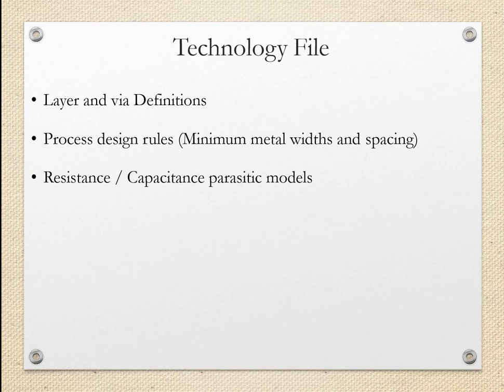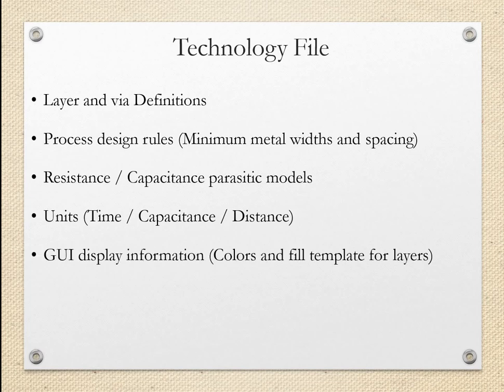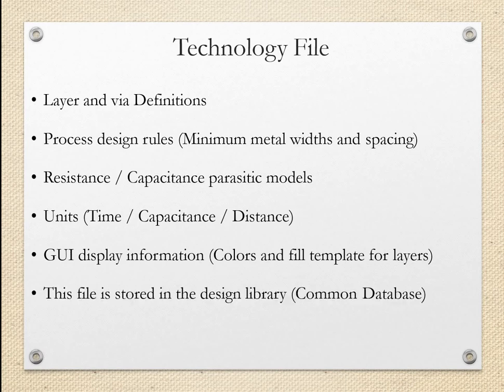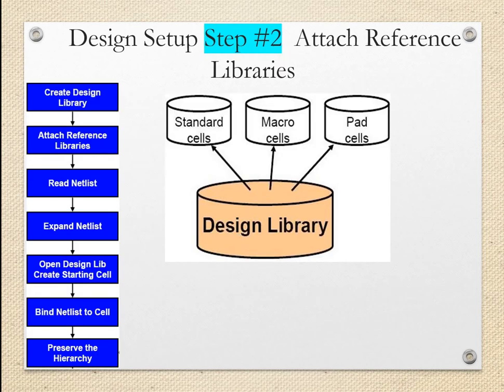tool. Then resistance and capacitance parasitic model. Then the unit: time, capacitance, distance. Then the GUI display information, that is the colors, the fill template for the layers. And this file is stored in the design library, that is the common database. So along with the time constraint file, this technology file is also one important input to the CAD tool.